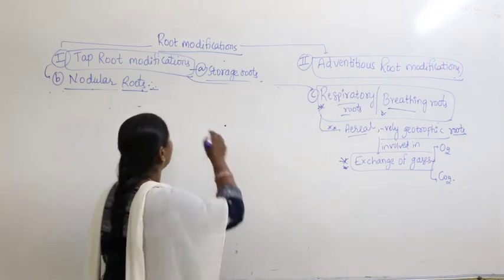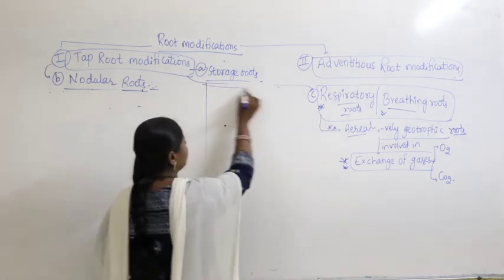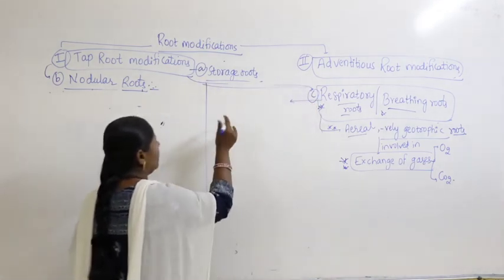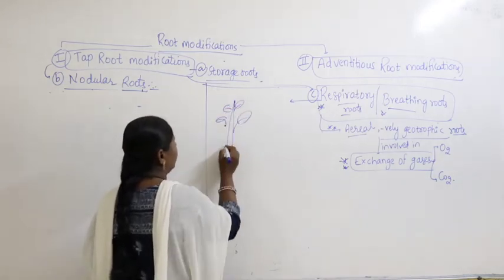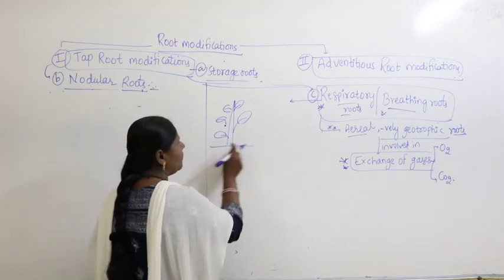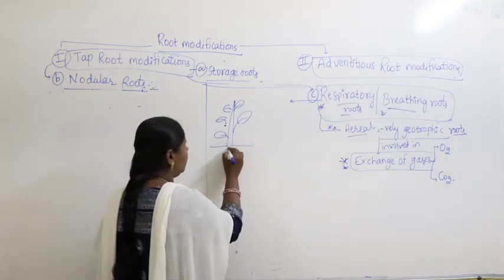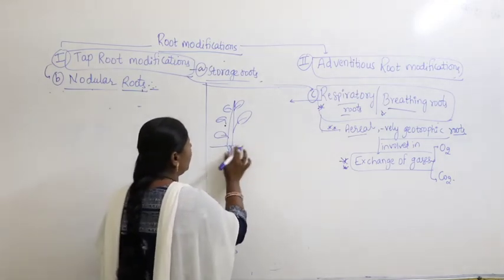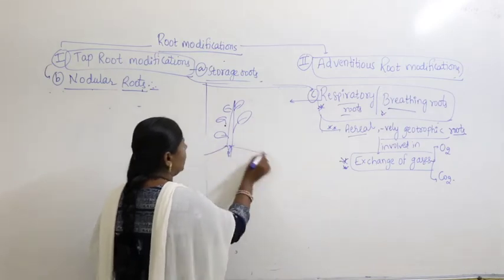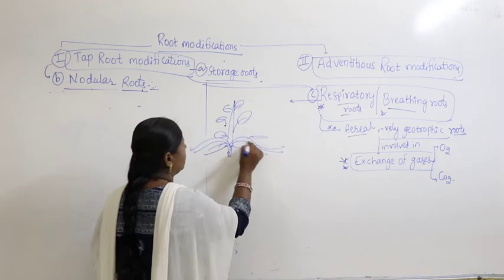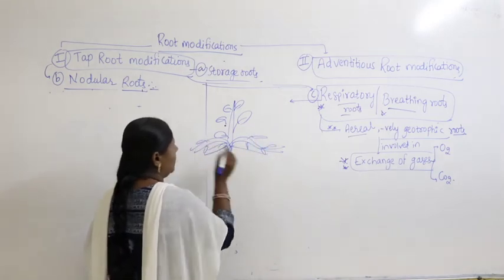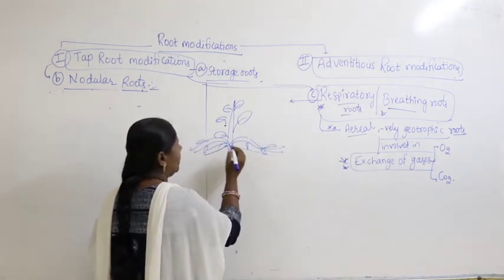Now let us study this part. If you take respiratory roots, let us take this plant. What do we find here? We find aerial roots. A few roots are down, but most of the roots we find aerially. So these are the aerial roots.